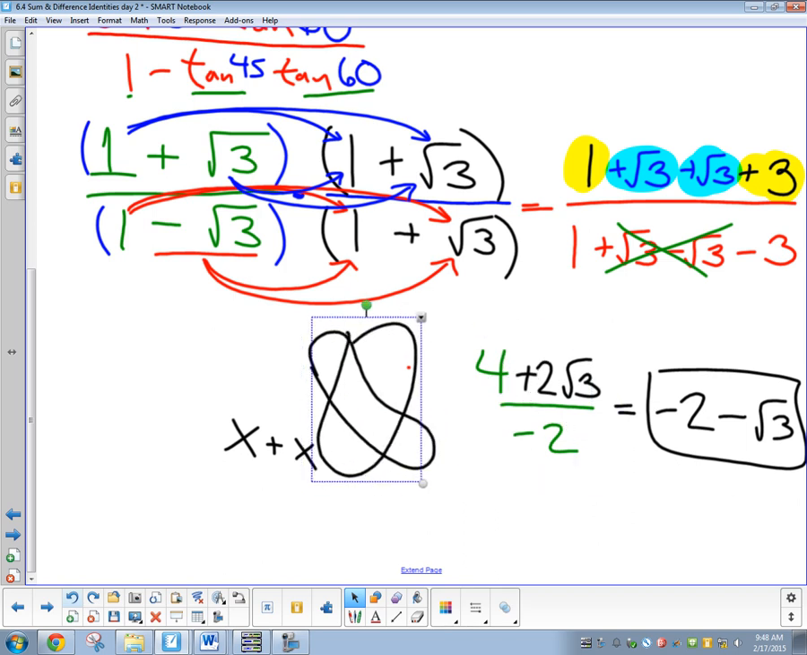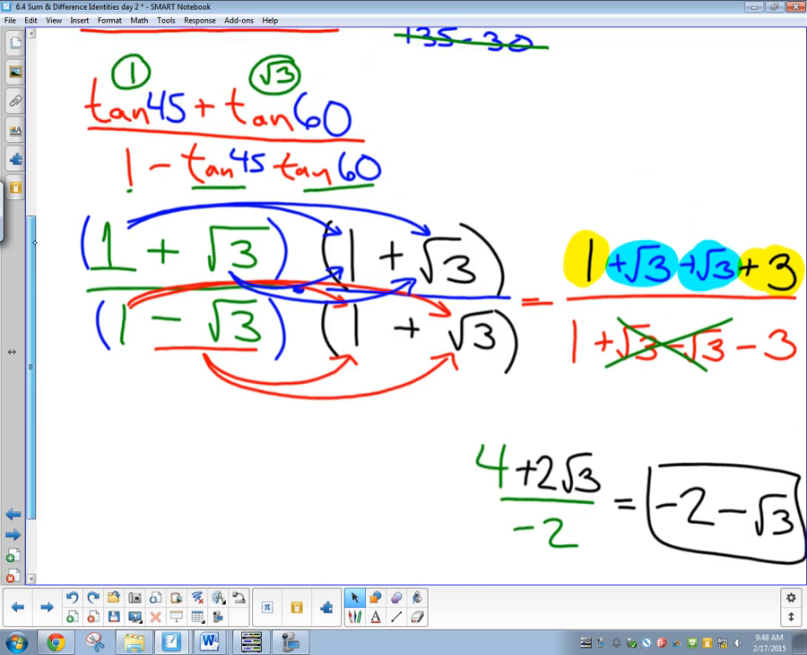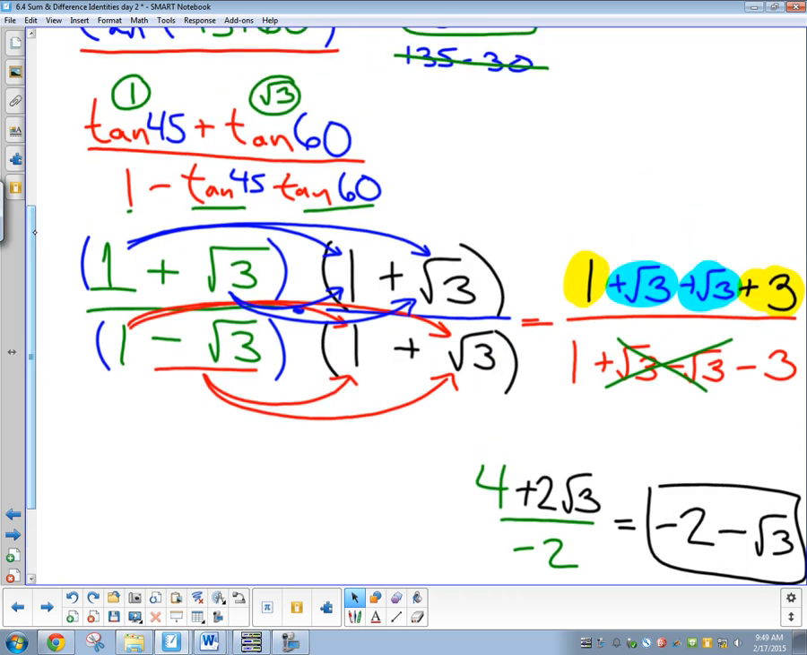It is a long problem. No one is saying it's not. But every single time we do a tangent or a cotangent problem, it looks exactly the same. You're going to have the same FOILs with 1s and radical 3s, and you're going to have the same answer. The only difference is sometimes it'll say positive, sometimes it'll say negative 2, and sometimes positive or negative radical 3. But other than that, they all look exactly the same.